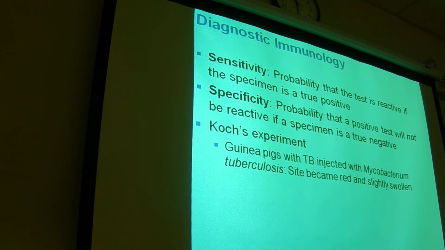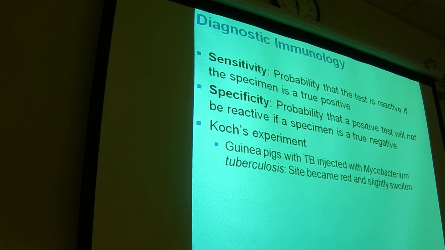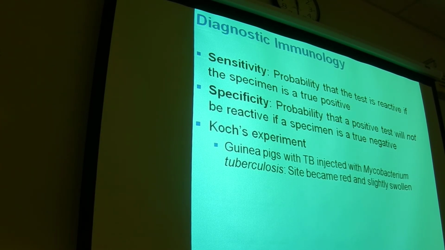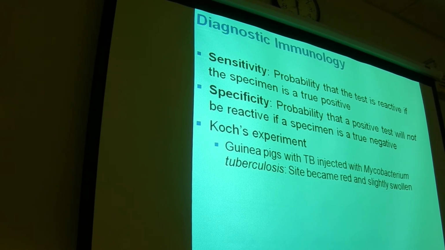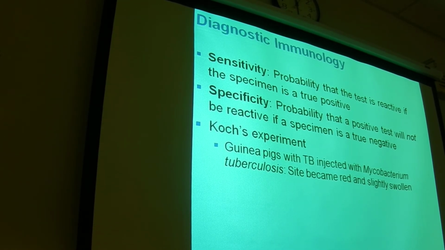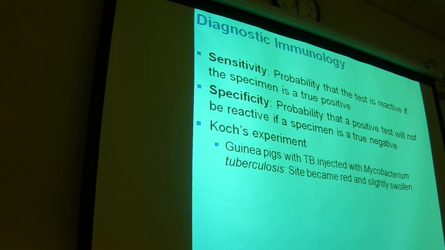Okay, so diagnostic immunology is basically how we use antibodies in a clinical lab setting to determine if someone has an infection. So we're actually taking antibodies and using them to our benefit in order to diagnose infection. So here's an important slide: sensitivity versus specificity.